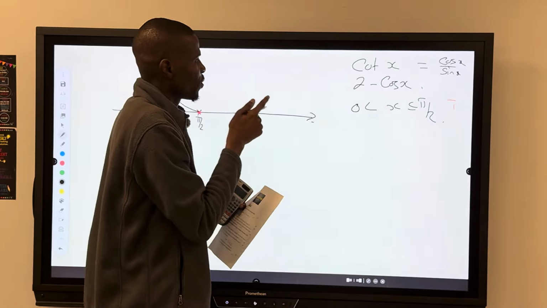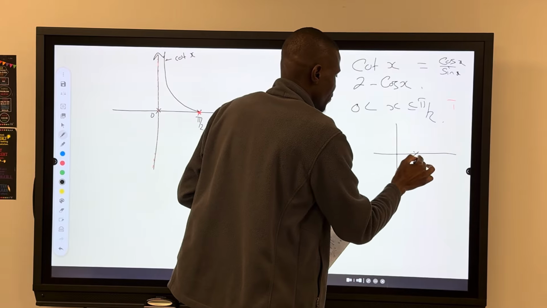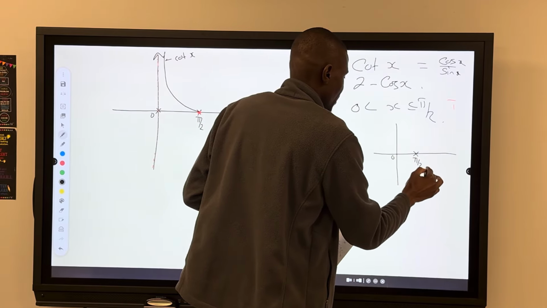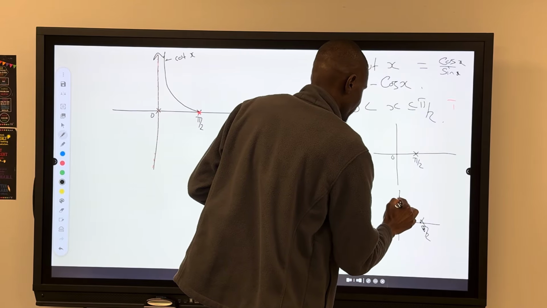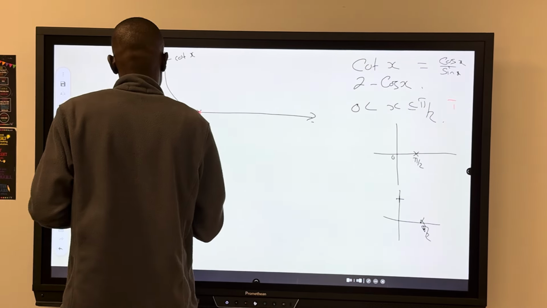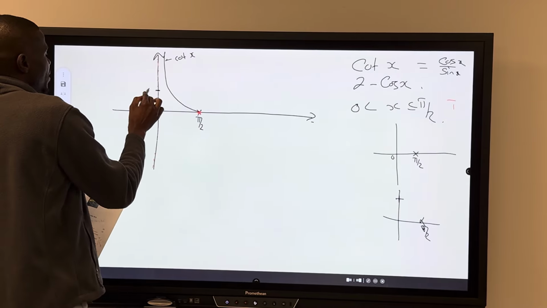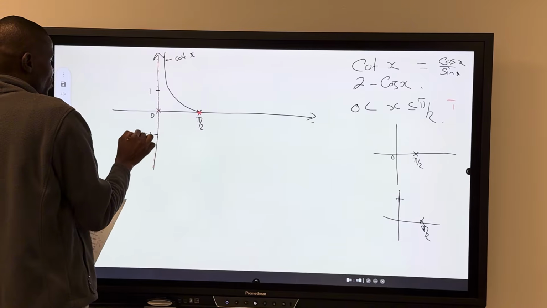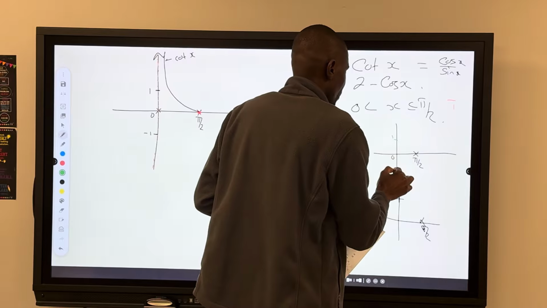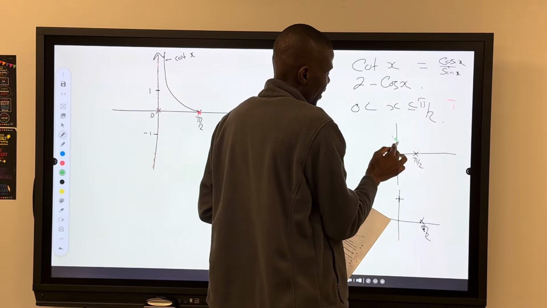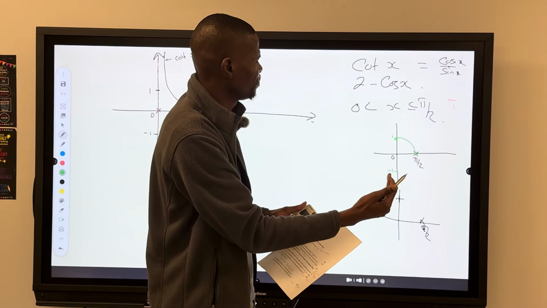Now let's see the graph for 2 minus cos x. We know that the graph for cos, remember, is just from 0 to pi over 2. For cos, the maximum is 1, the minimum is minus 1. So we've got 1, we've got negative 1. Cos 0 is there, so our graph is like that, between this range from 0 to pi over 2.